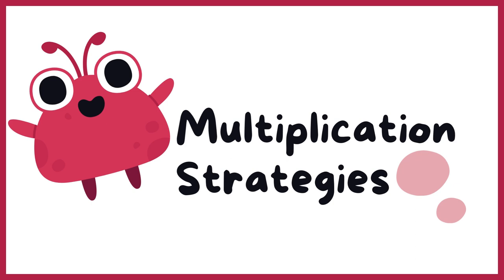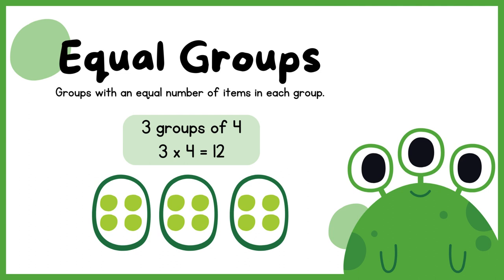Today we'll be doing multiplication strategies. Equal groups. Groups with an equal number of items in each group. Three groups of four will equal 12. Three times four equals 12.